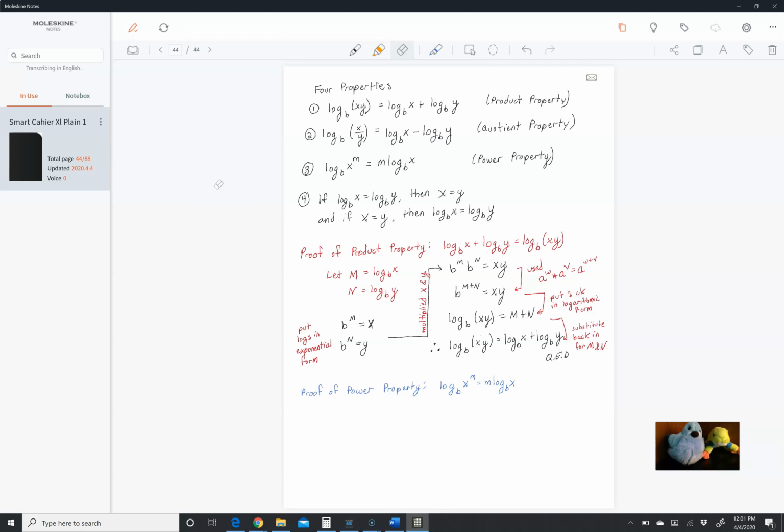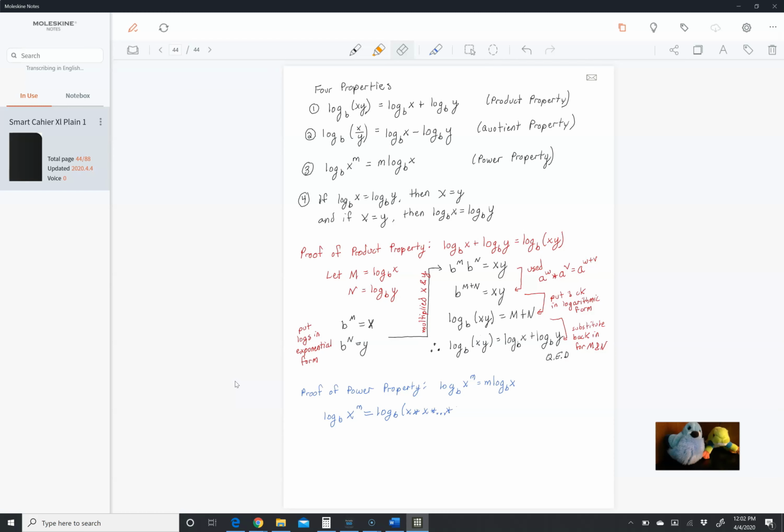So we could say log base b of x times x times x... this is all correct, okay? I'm just going to write it so that we can say that this is equal to log base b of x to the m, so that it's clear.